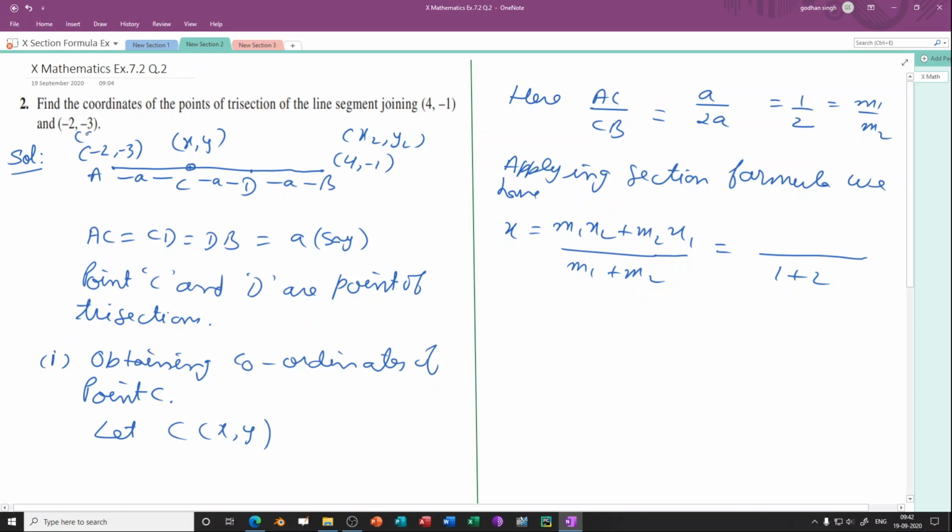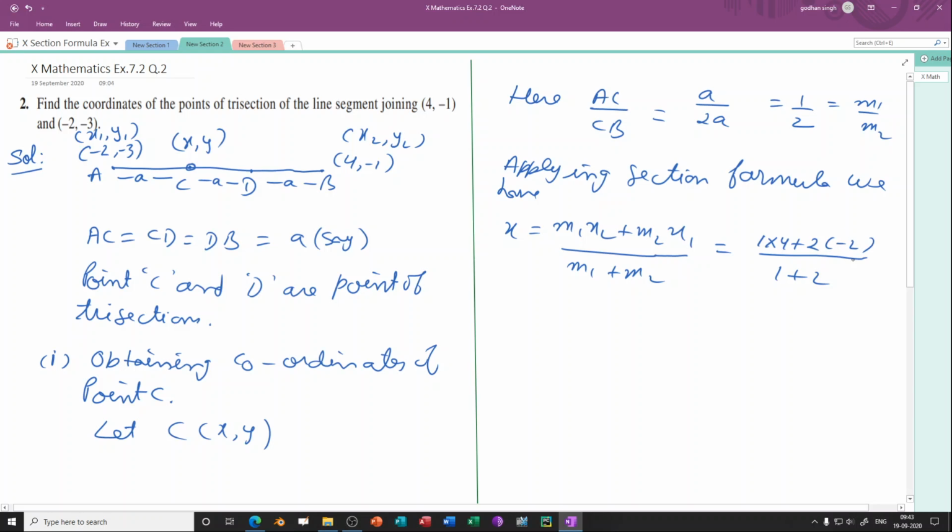And this is x1, y1. So it's very simple. Now let's put the values. m1 is 1. And what is x2? That is the x coordinate of point B. So 4. 1 into 4. Plus m2. m2 is 2. What is x1? That is the x coordinate of point A.